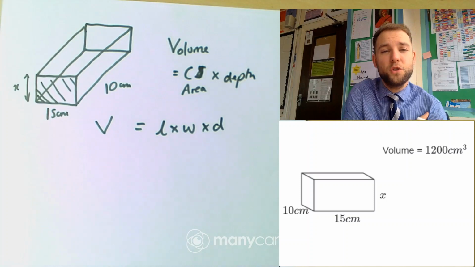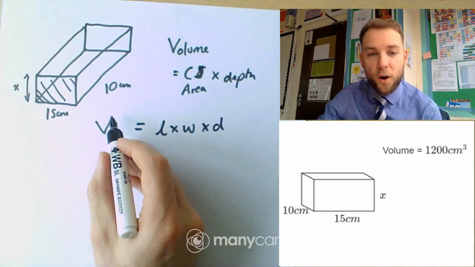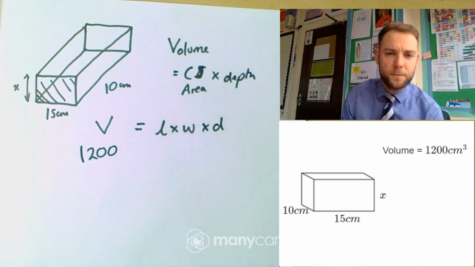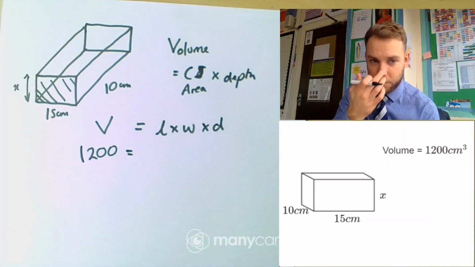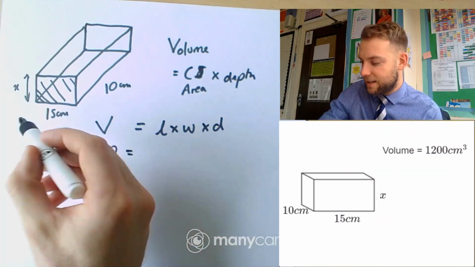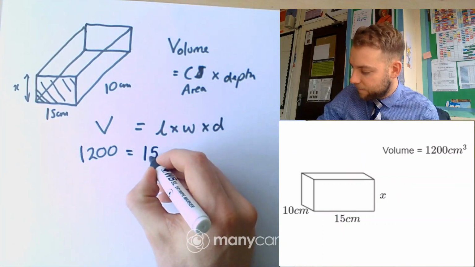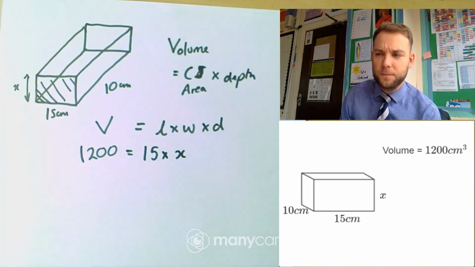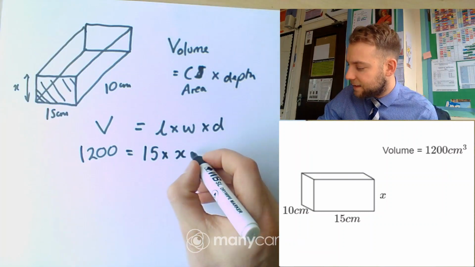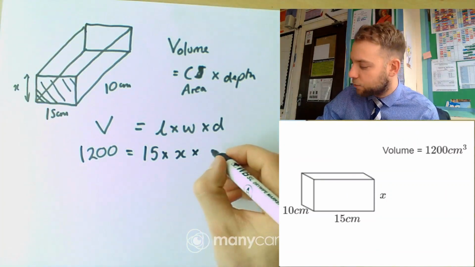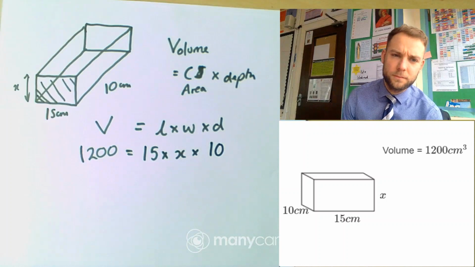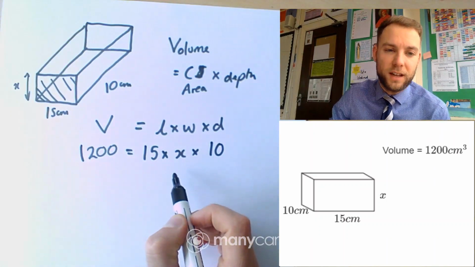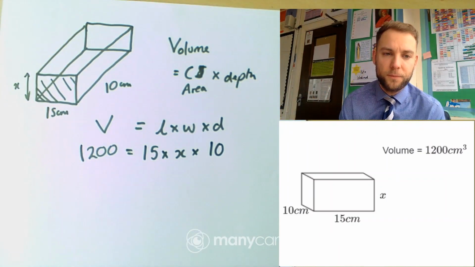Now what you do is you substitute everything in. So the volume, I'm told, is 1,200, which is equal to my length, which in this case is 15, times by my width, which in this case is x, times by my depth, which in this case is equal to 10. So you've created a formula here with x involved in it, and now we've got to start working backwards.